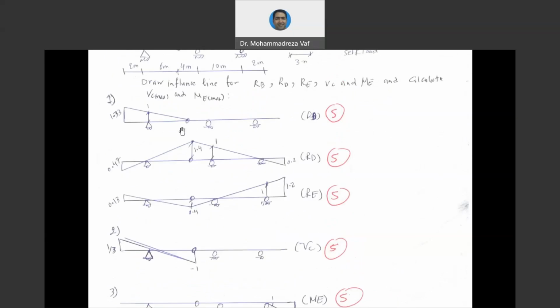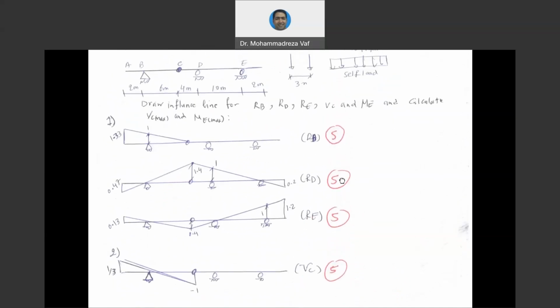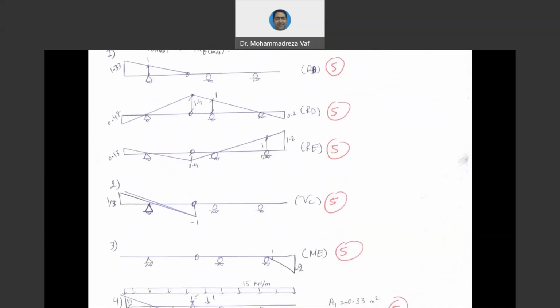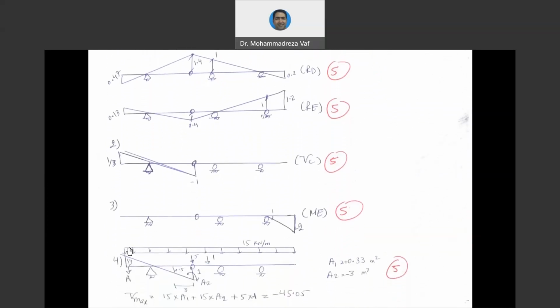So we drew the influence lines, and now we are going to calculate the maximum VC and ME for the two loads that are given to us. Since the first one is self-weight, for the calculation of VC, self-weight is going to be all over the span, similar to this one that you can see. This is our influence line, so we put the load all over the span.